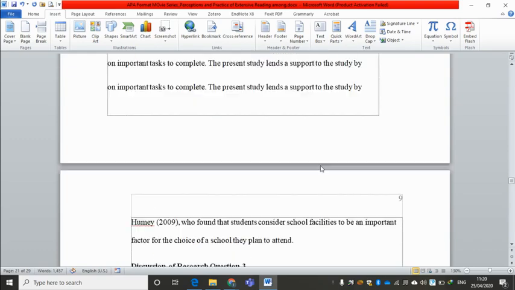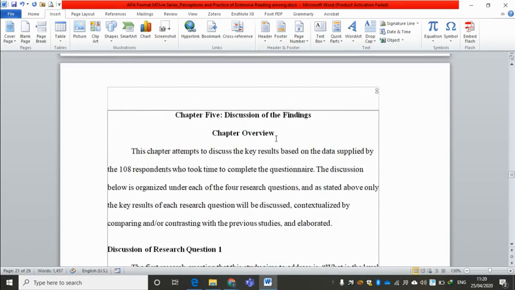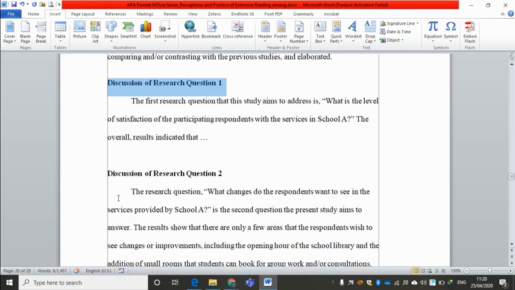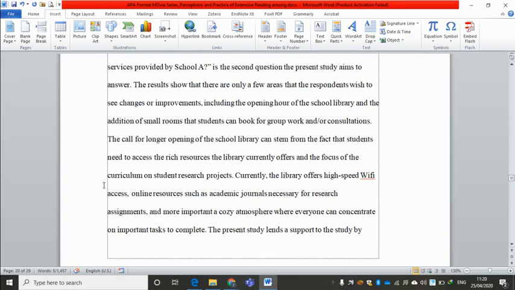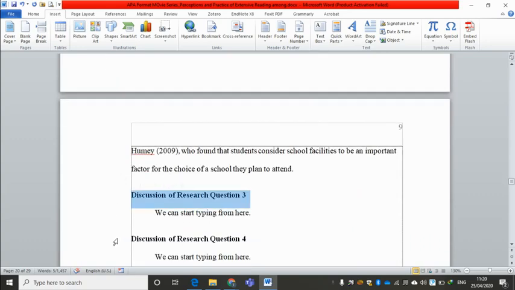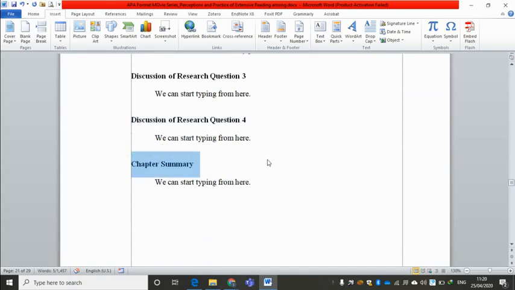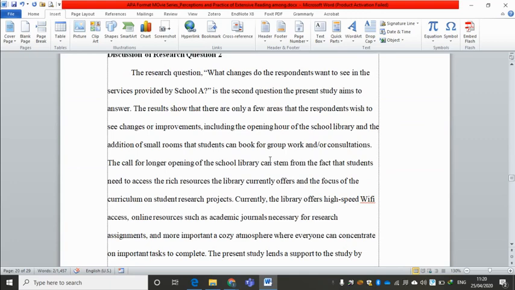So again, ladies and gentlemen, organizing heading levels for chapter 5 is quite easy to do. So basically you have heading level 1, and then heading level 2, level 2, level 2, level 2, level 2. That should be enough. That should serve the purpose of our research.